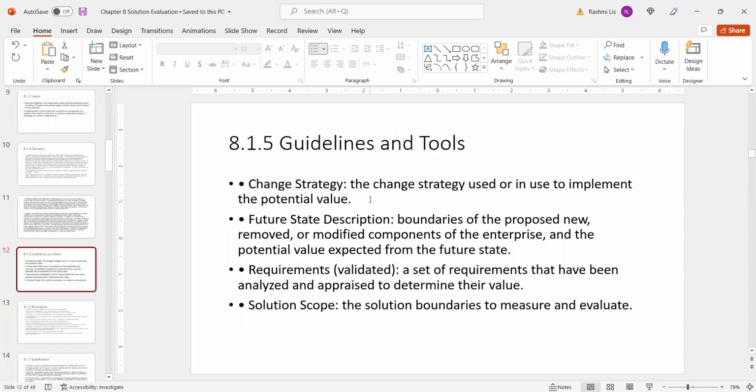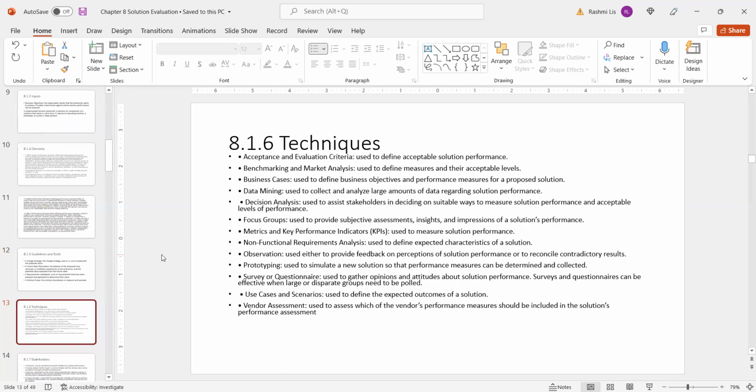Guidelines and tools in this task are change strategy, future state description, requirements that are validated, and solution scope. There are a bunch of techniques. I won't go through each and every one. I would highly recommend getting a copy of the BABOK guide to really go through the techniques, and I will be covering some videos on techniques in detail.